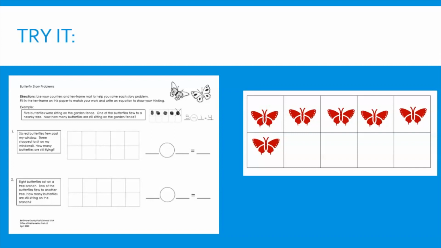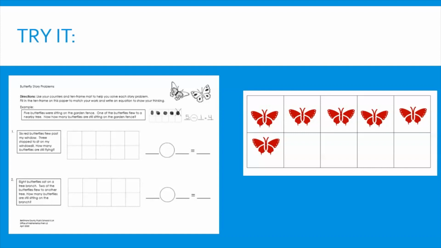It says, 6 red butterflies flew past my window. 3 stopped to sit on my windowsill. How many butterflies are still flying? I'm going to make a picture. In my head, I can see 6 butterflies, red ones, flying past my window. 3 of them are sitting on my windowsill now. They stop and they sit. I need to see how many are still flying.